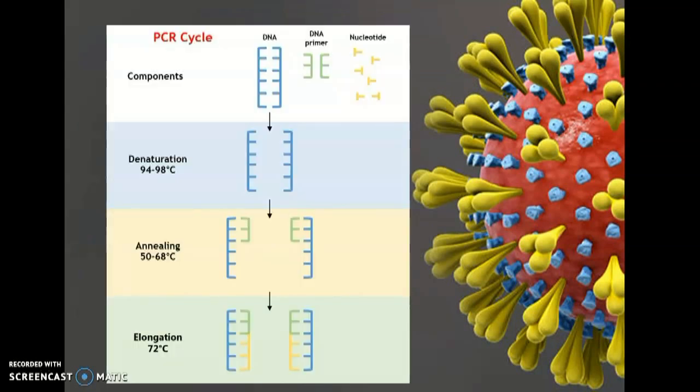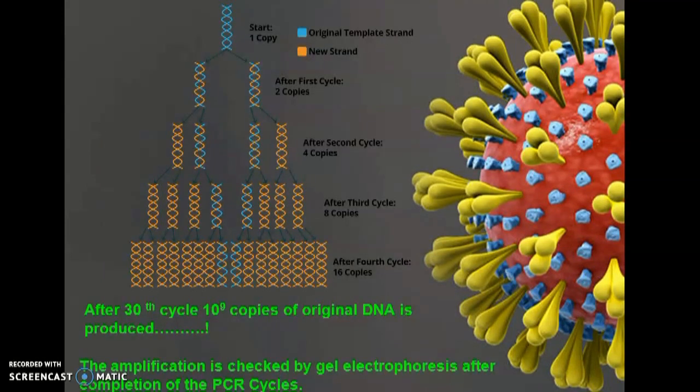All these three steps, that is denaturation, annealing and elongation, together constitute a single cycle. At the end of each cycle, we are going to amplify the original DNA. So at the end of the first cycle, as shown here, the single DNA molecule is amplified to form 2 DNA molecules. In the PCR machine, a number of cycles are carried out to amplify the DNA.